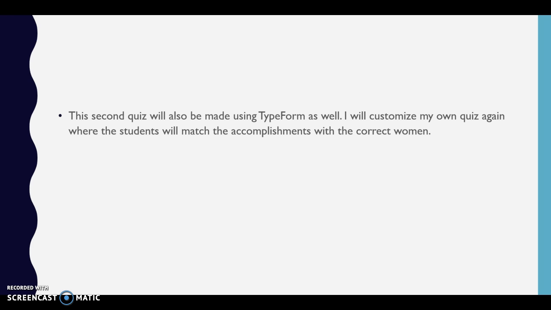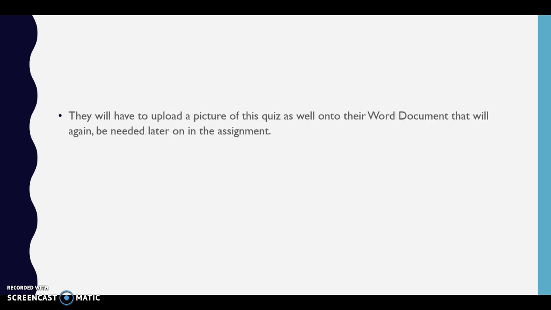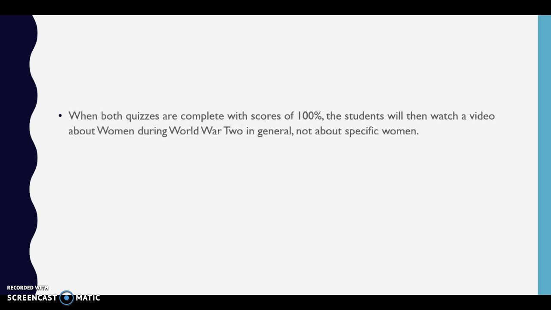The second quiz will also be made using Typeform, and I will customize that quiz again to where the students will match the accomplishments with the correct women. They will then have to upload a picture of the 100% score on the quiz onto the Word document again, and that Word document will also be needed later on in the assignment.